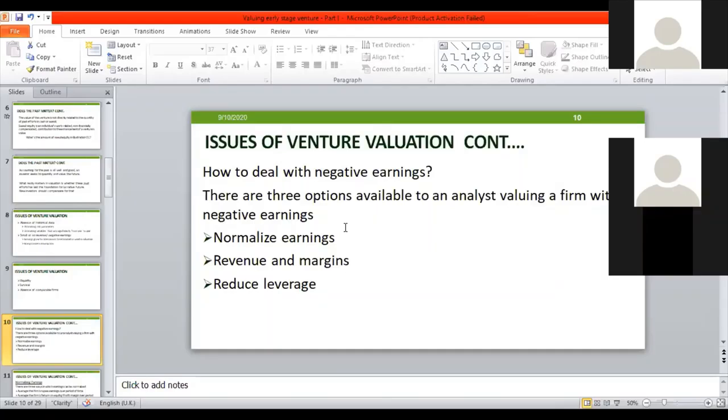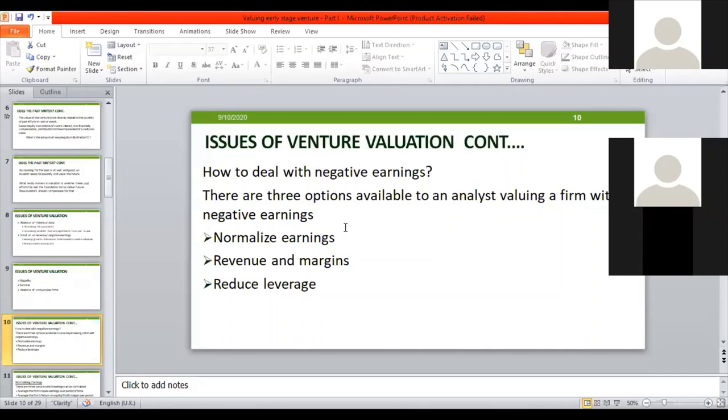But here the assumption is that the current year is not a normal year, and the firm will come to this normal status quickly. Let's say, for example, the negative earnings are mainly due to a recession or economic downturn of a country, and the firm is impacted by that. After the economic recovery, the firm will be in a normal status. So we can replace that particular year's negative earning with a positive value.